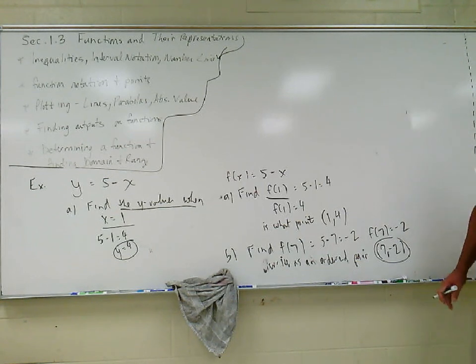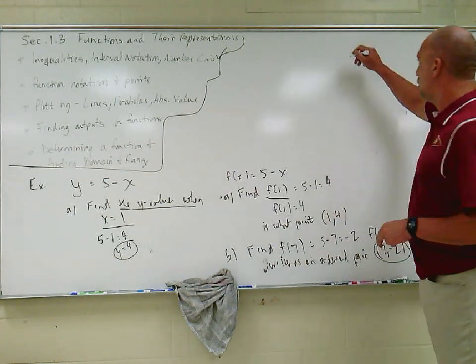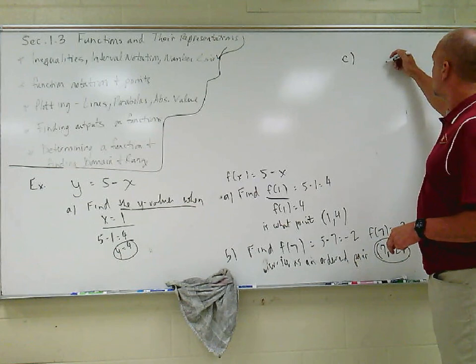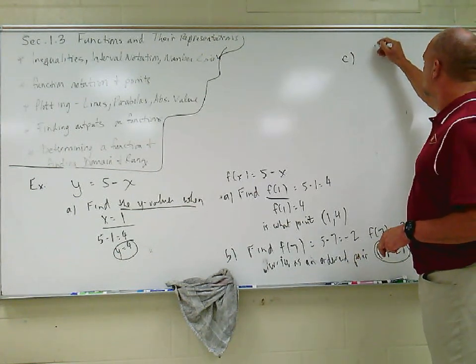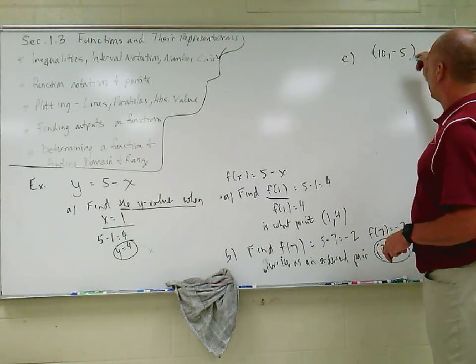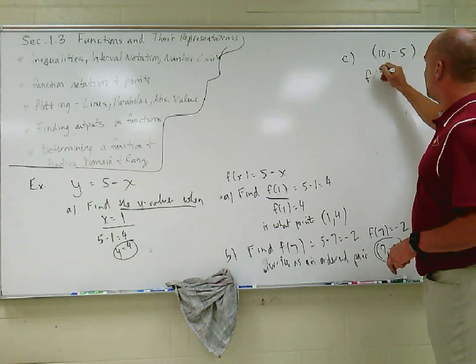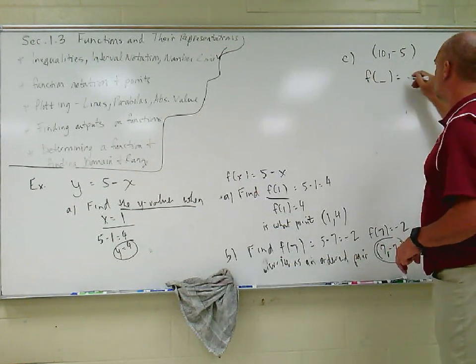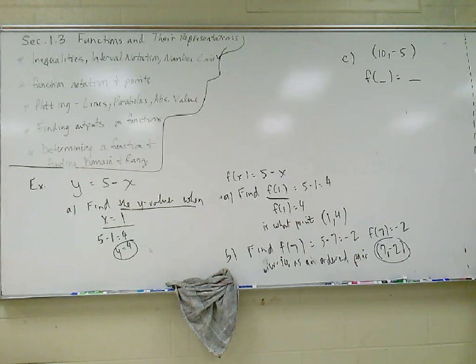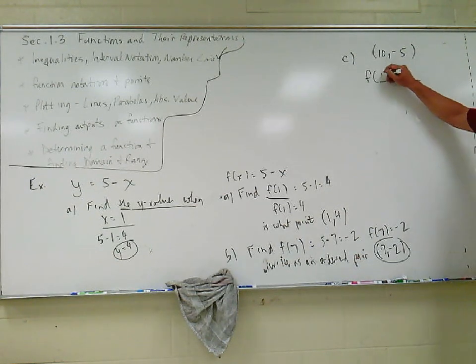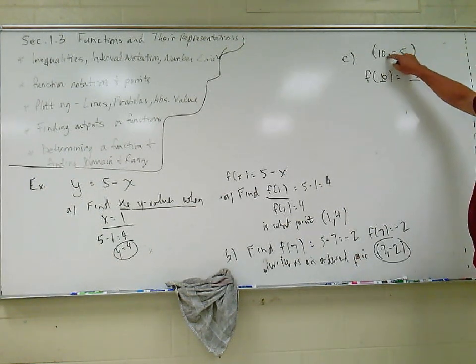Okay. So one more. That corresponds to saying f of blank equals blank. Can you fill in the blanks? If I give you the ordered pair, can you fill in the blanks? f of 10 equals -5, because that's the x and that's the y.